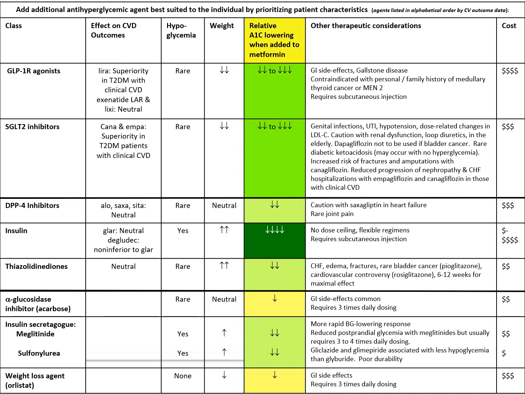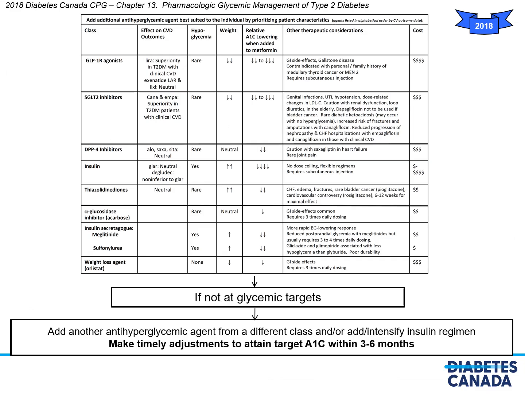The next column outlines relative A1C lowering when added to metformin. The greatest reductions are seen with GLP-1 receptor agonists, SGLT2 inhibitors, and insulin. Other therapeutic considerations are listed in this column and include common side effects and dosing information. The last column outlines the relative cost of the different antihyperglycemic agents in relationship to each other.